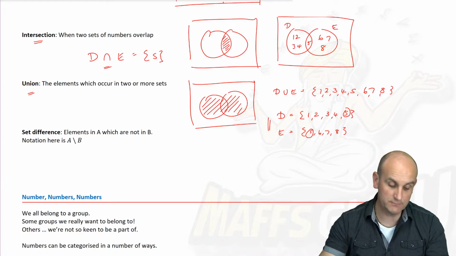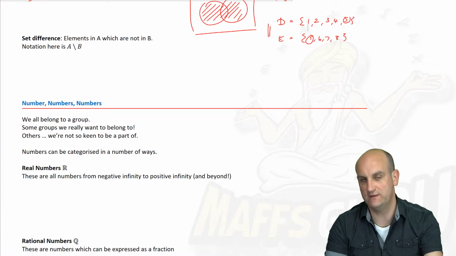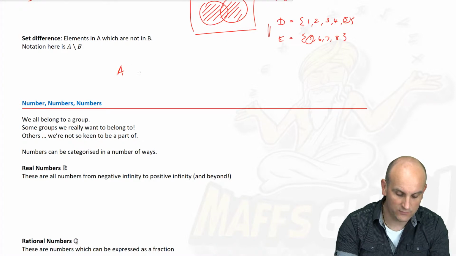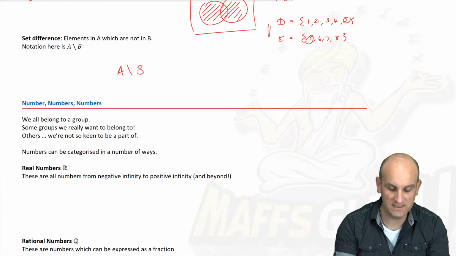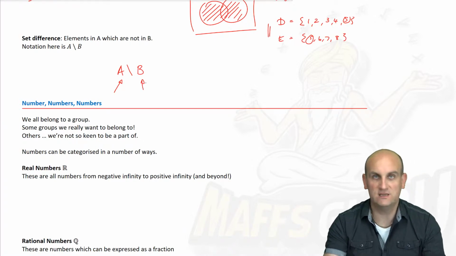The last one that's important in terms of terminology is what we call the set difference. And basically it excludes. So in this situation here, if I had A with this slash B or a backslash B, it means the elements that are in A and not in B, all right?